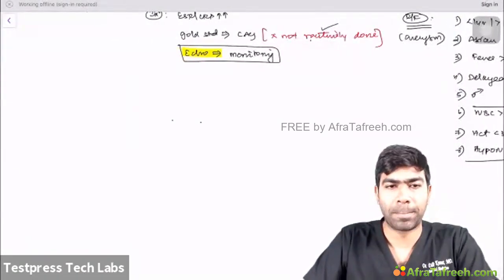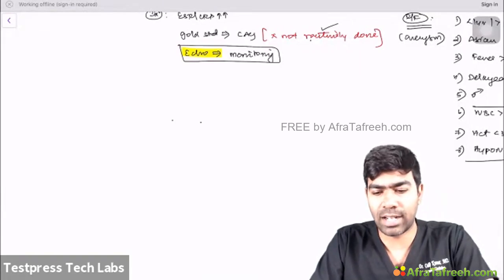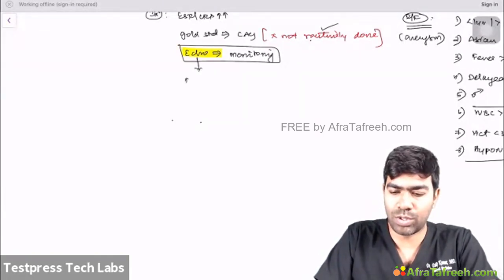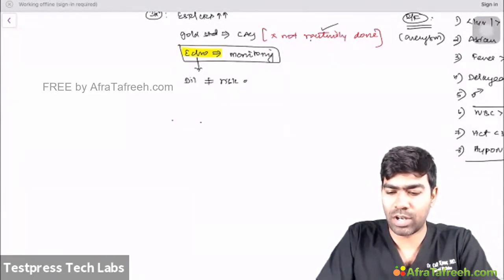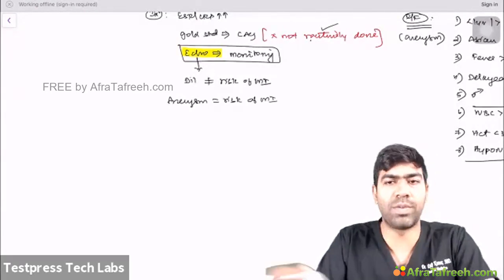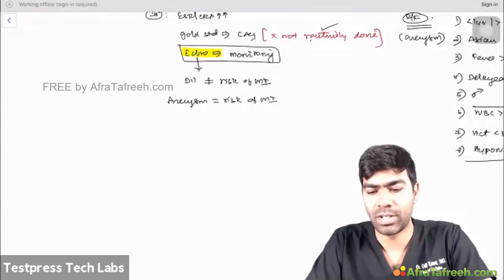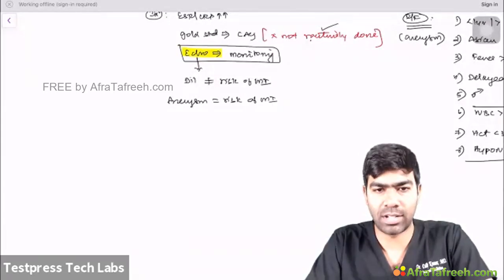Please understand, coronary dilatation alone, if in echo you see only dilatation, does not have a risk of MI, is not equal to risk of developing a myocardial infarction. Once you develop an aneurysm, then you have a risk of developing myocardial infarction. So that is why we need to prevent the development of aneurysms by treating in the coronary dilatation phase itself.